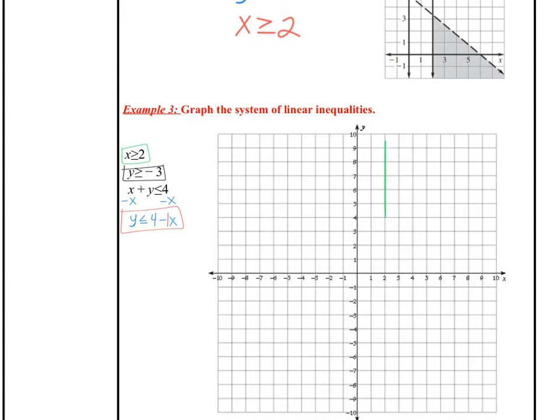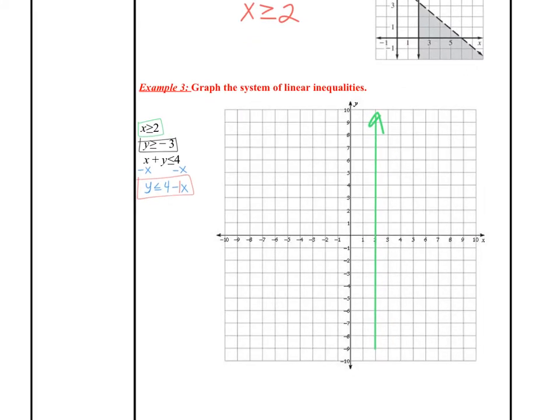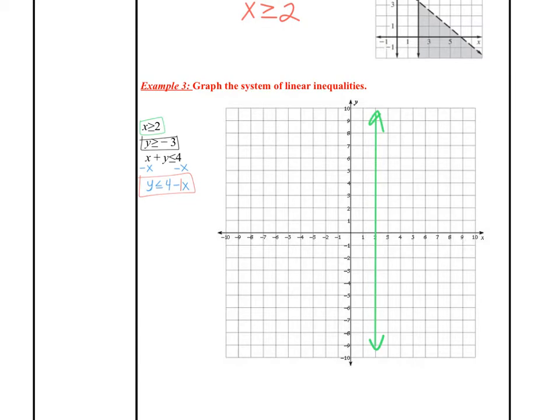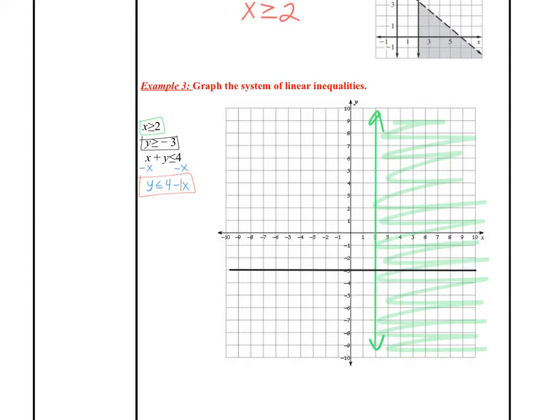Be careful with your dashed and solid lines, please. Greater than or equal to. Can I use a line? Are these all, they're all solid?